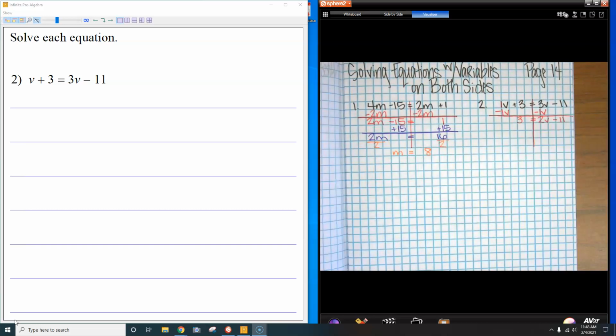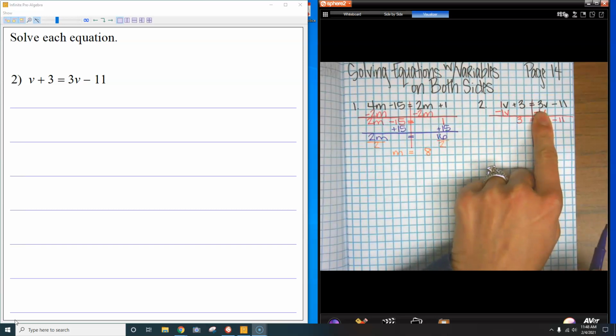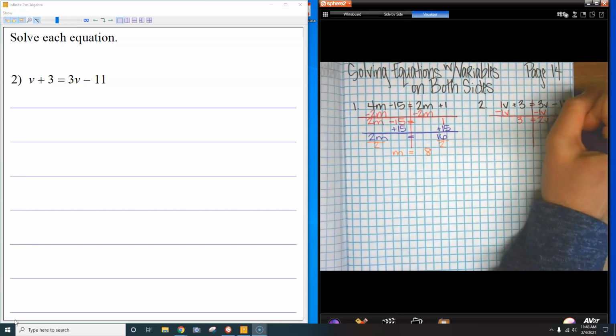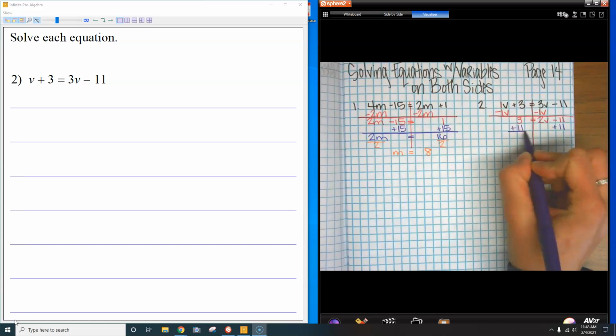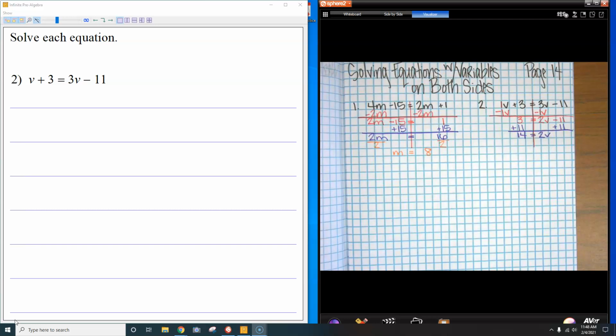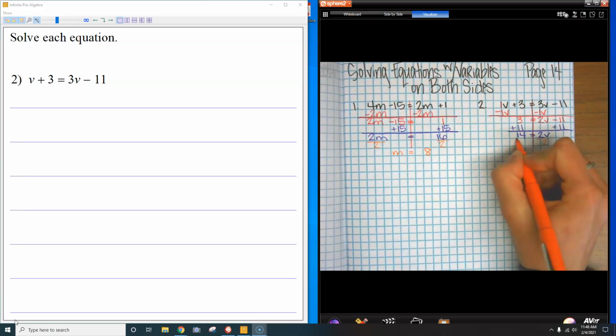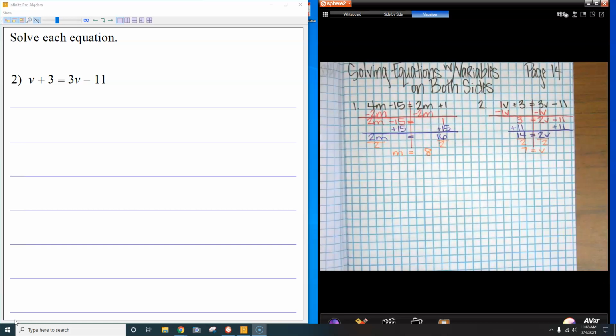Okay, now I want to get the 2v by itself. So I say, okay, what's next to my finger? It's a negative 11. The opposite of minus 11 is to add 11 to both sides. And I get 14 equals 2v. I need to get the v by itself, so I'm going to divide both sides by 2. And I get v is equal to 7, because 14 divided by 2 is 7. If you need to pause the video, go ahead and pause it at this time. Write down that equation.